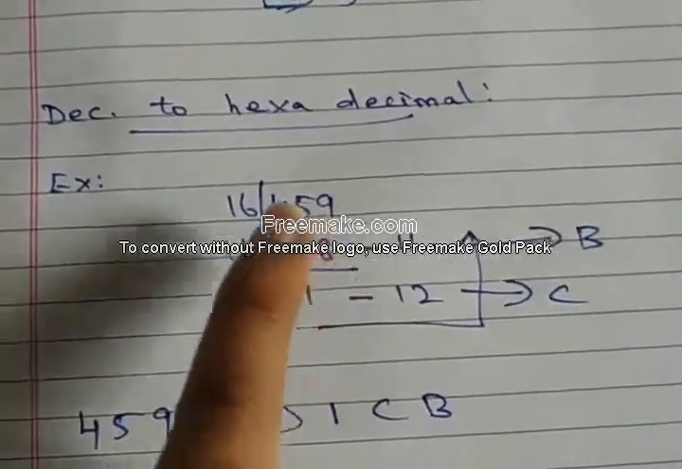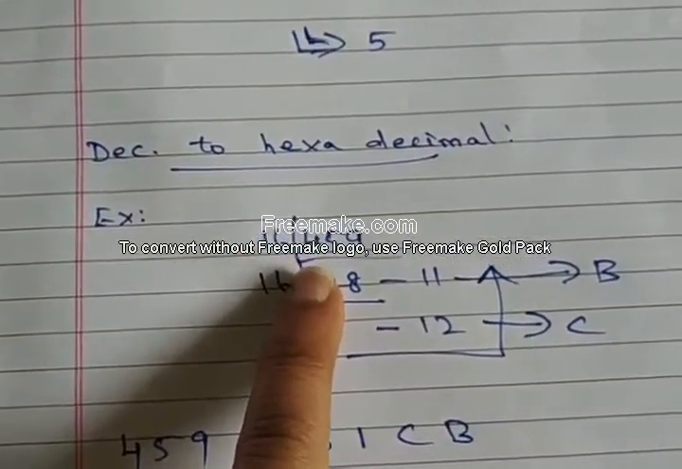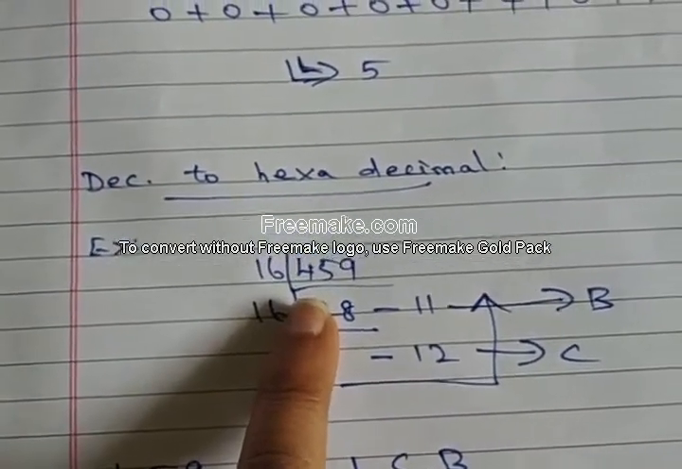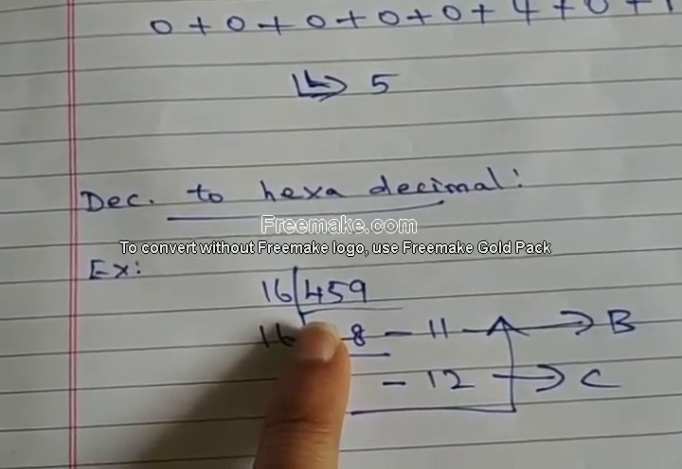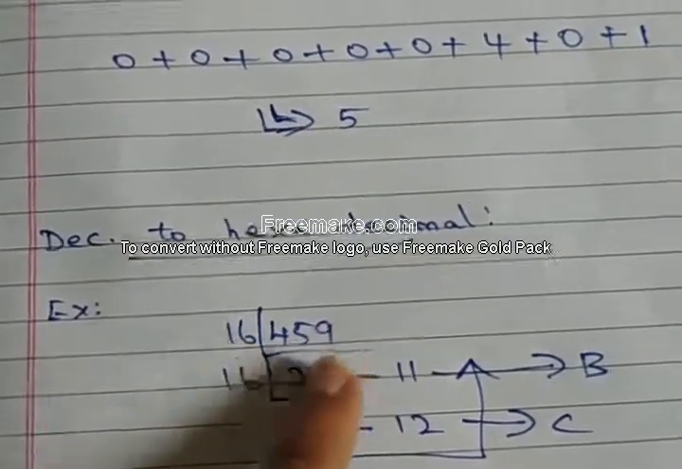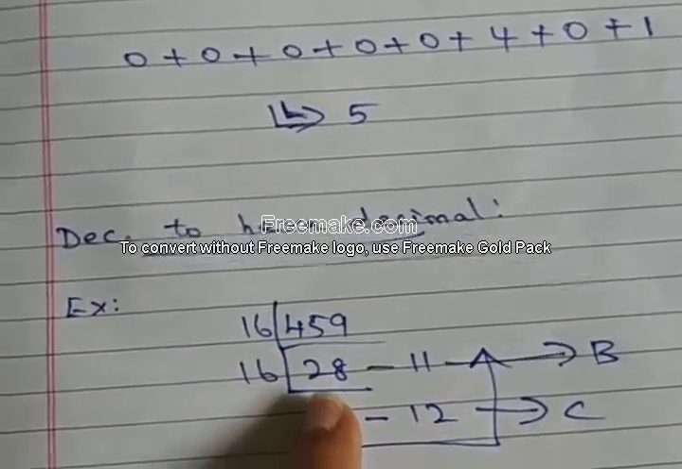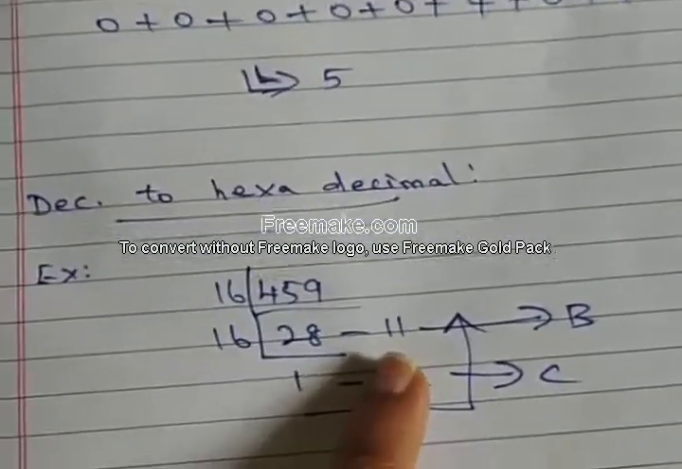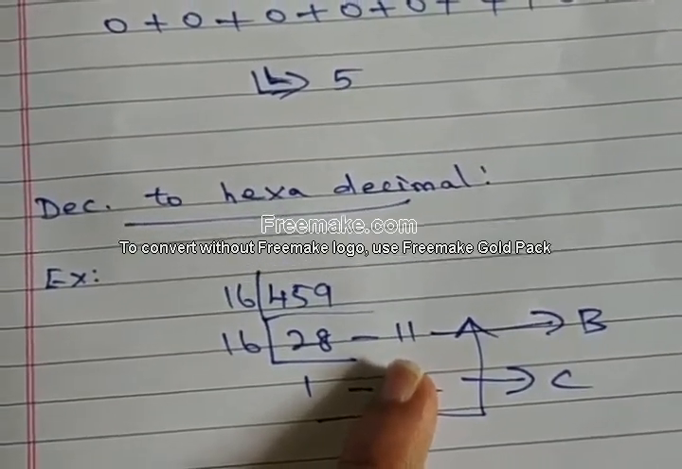Hexadecimal means 16. In binary you divided by 2, but in hexadecimal you should divide by 16. So 459 divided by 16, what will be the answer? It will go 28 times. So what will be the balance? 11 balance will be there. You divide and see, you will easily understand.